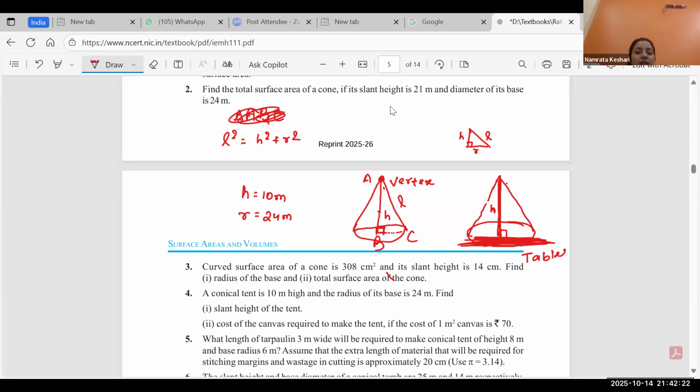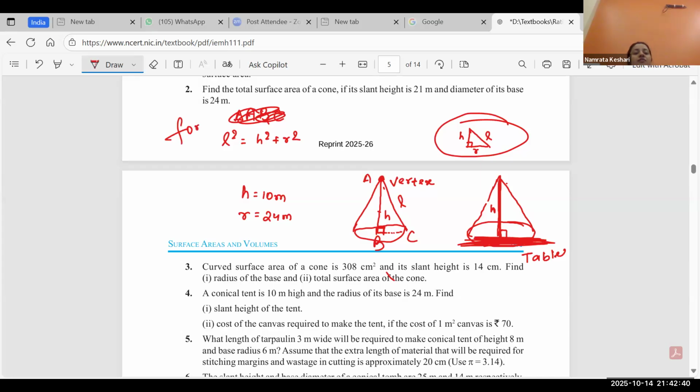From where did it come? It came from the right angle triangle. Okay, the Pythagoras theorem concept. And from where did the right angle triangle come? It came from the perpendicular height, due to that logic. Making sense? Yes, ma'am. So this is also a formula.